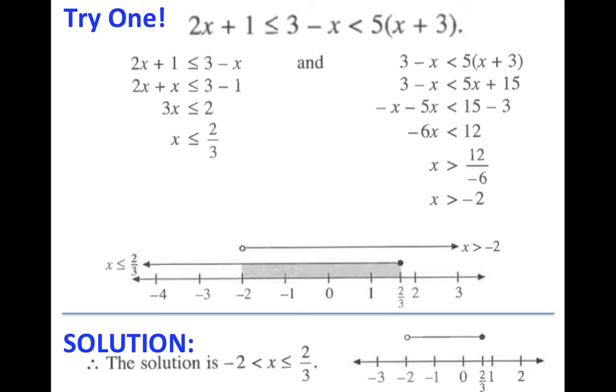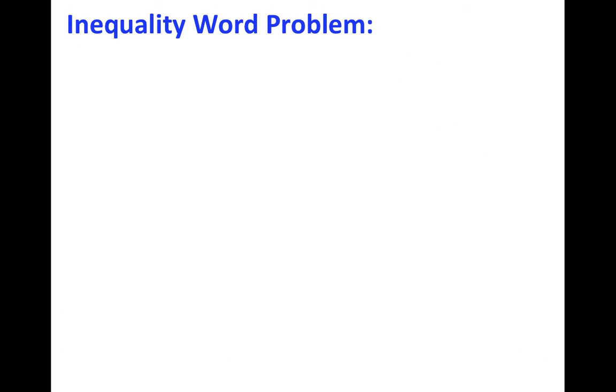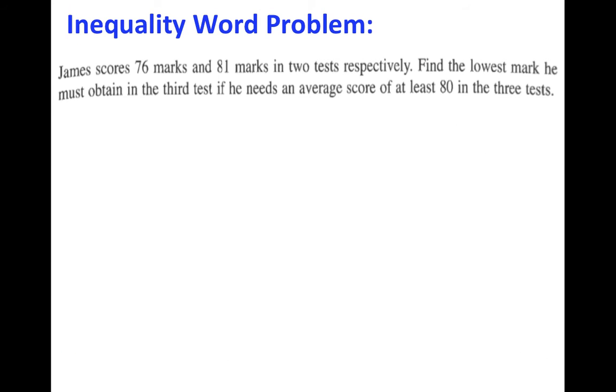Now we're going to move on to one word problem. Here is your inequality word problem. James scores 76 marks and 81 marks in 2 tests, respectively. That just means 2 separate tests. Find the lowest mark he must obtain in the 3rd test. So now there's going to be another test, and it's asking, what is the lowest he can score in this 3rd test, if he needs an average score of at least 80.